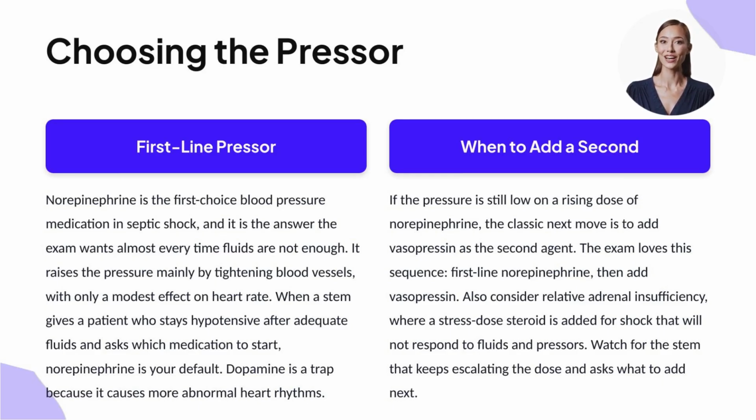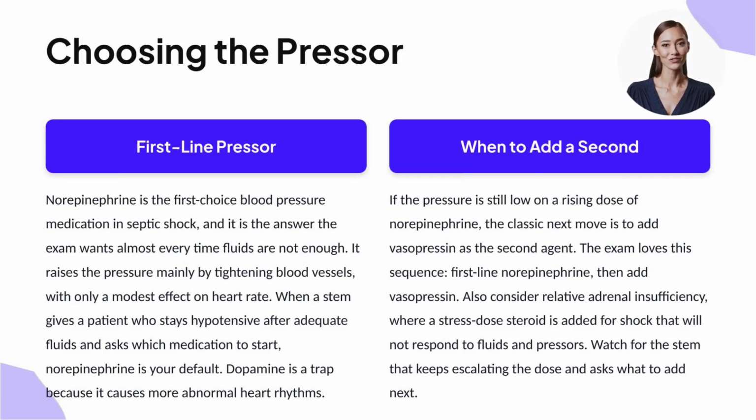It works mainly by tightening the blood vessels to raise the pressure, with only a modest effect on heart rate. So when a STEM describes a patient who stays hypertensive after adequate fluids and asks which medication to start, your default pick is norepinephrine. Be careful with dopamine, which is a classic trap choice because it causes more abnormal heart rhythms. Now, what if one drug is not holding the pressure?